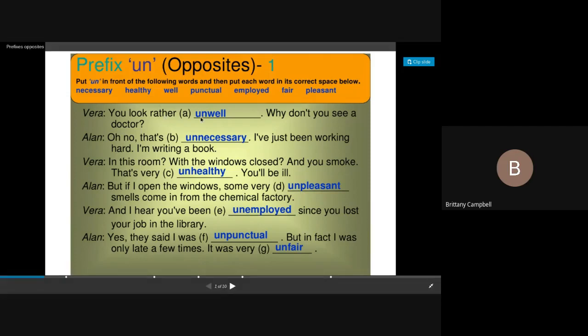You look rather unwell. Why don't you see a doctor? Now, if you look unwell, what does it mean?